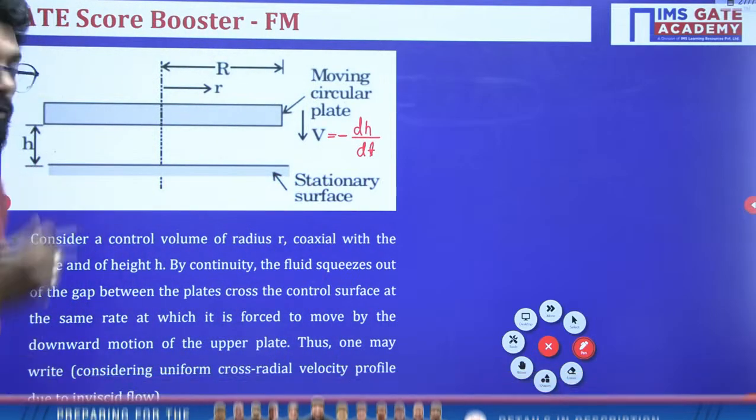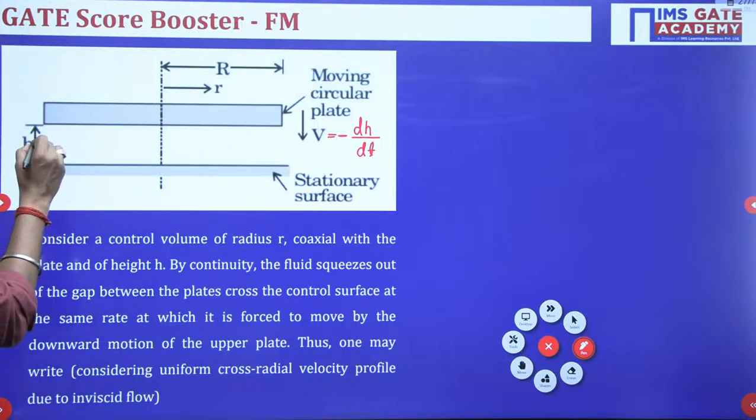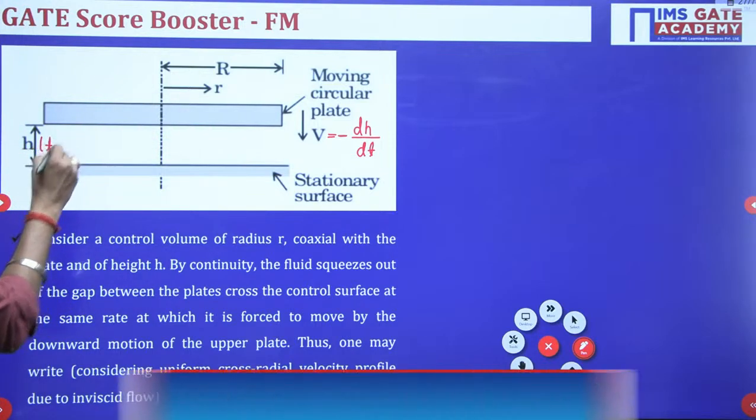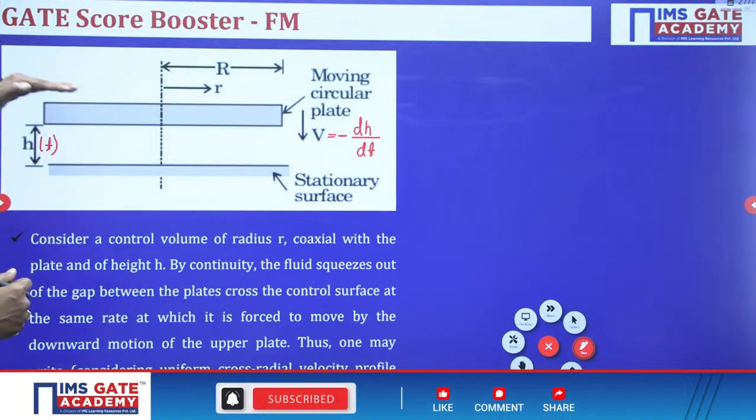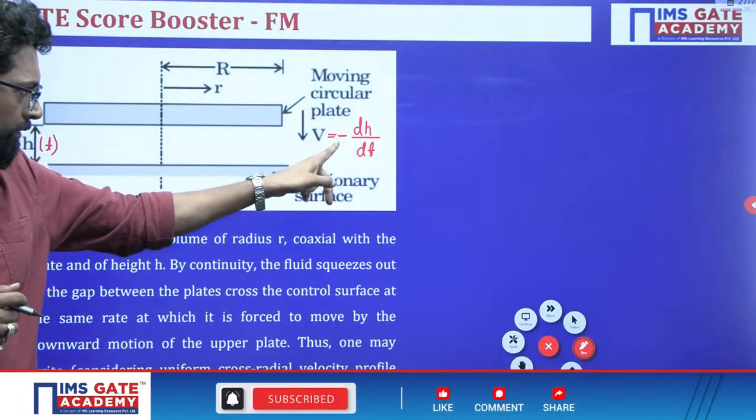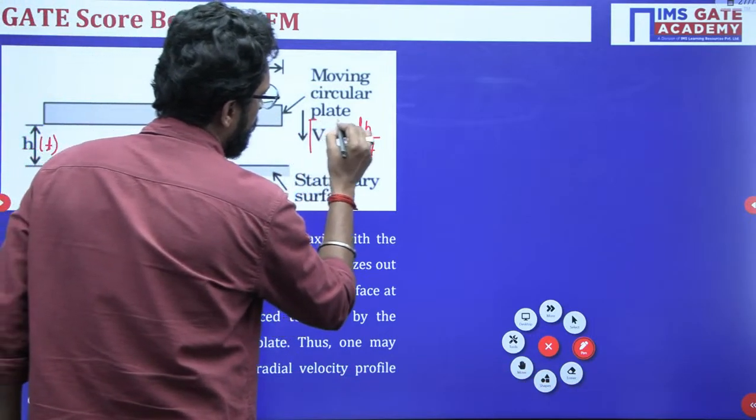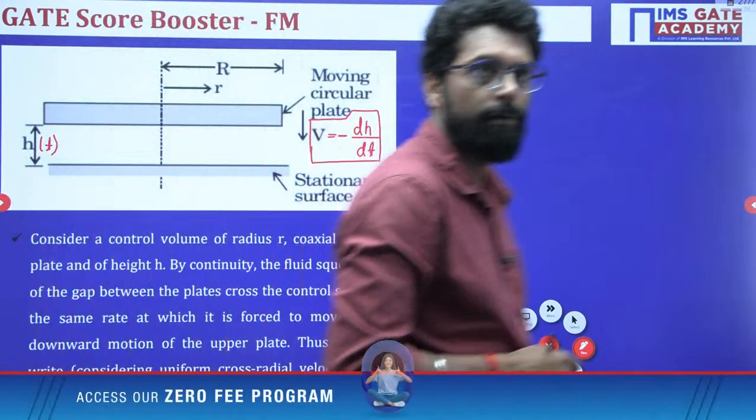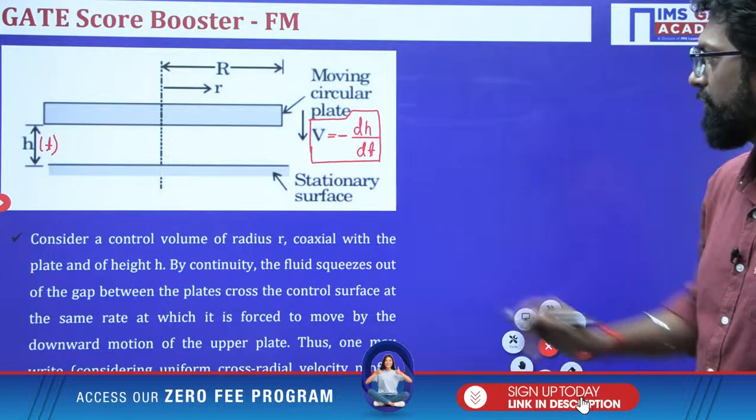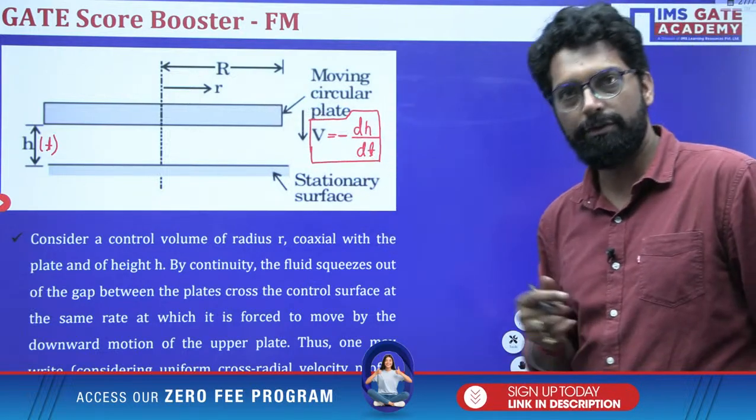Why? Because when this plate is moving down, h is a function of t. As t increases, h will decrease, so there is a negative sign. So this is the velocity. First keep this in mind. So this is the velocity v. h will decrease, time will increase, so the velocity is negative, dh by dt.